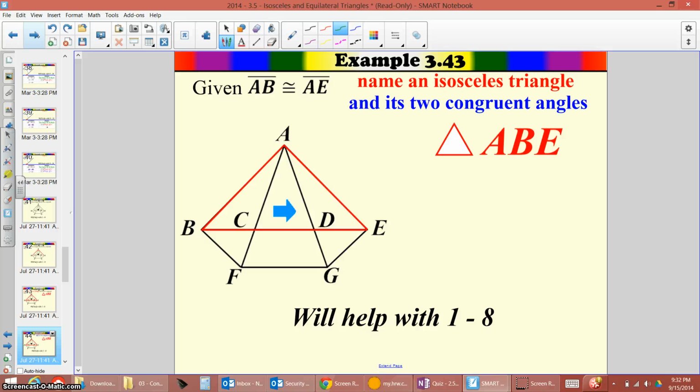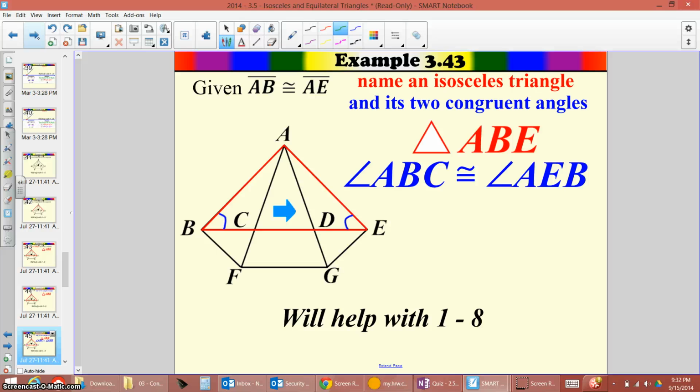Well, the two angles looks like it's going to be angle B and angle E, but we want to be more specific. Notice how B and E are in the middle, but I want them to be more specific. So I say angle ABC and angle ABE are my two angles. All right.